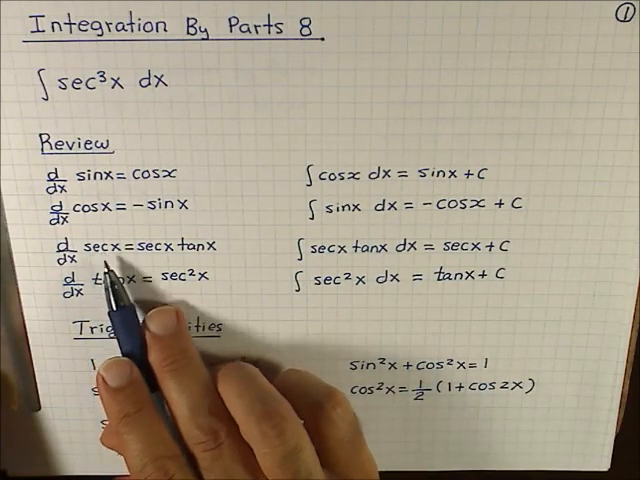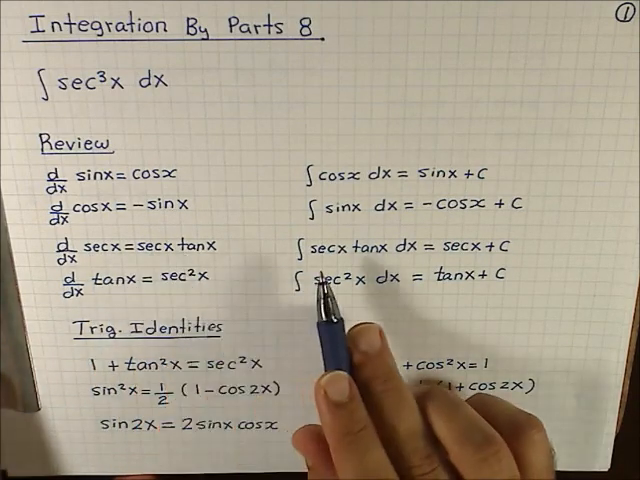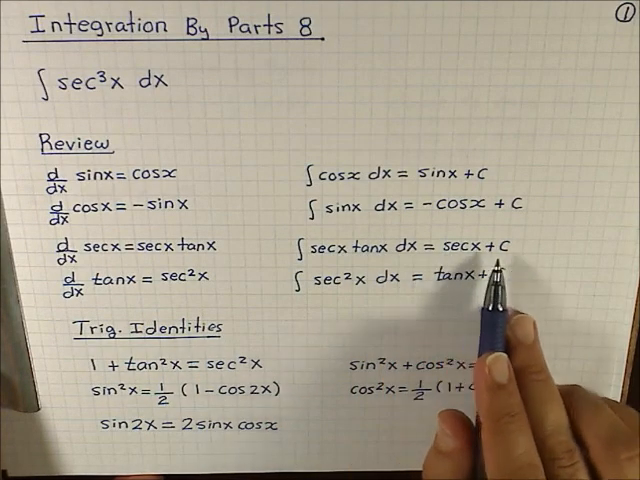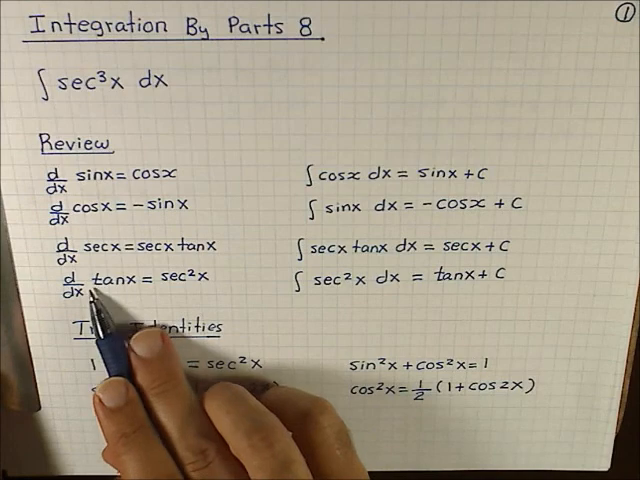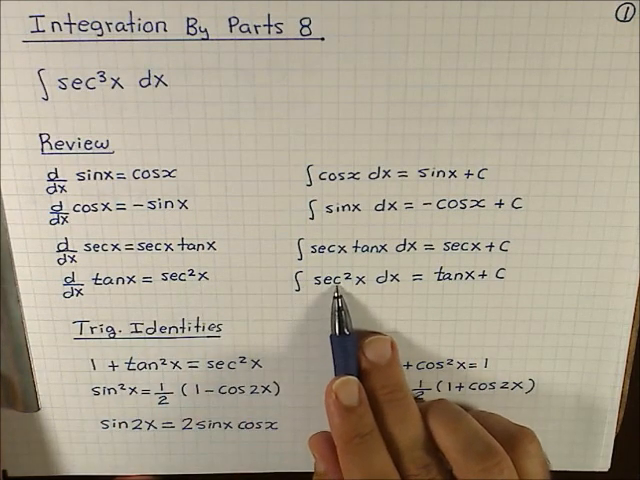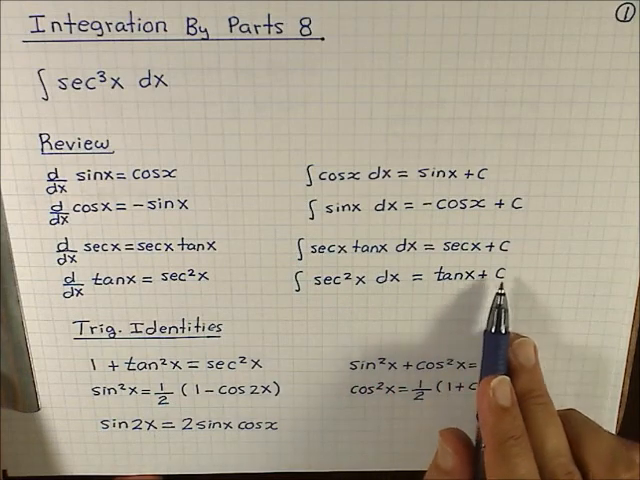Derivative of secant x is sec x tan x. Antiderivative of sec x tan x dx is secant x plus c. Derivative of tangent x is secant squared x. Antiderivative of secant squared x dx is tan x plus c.